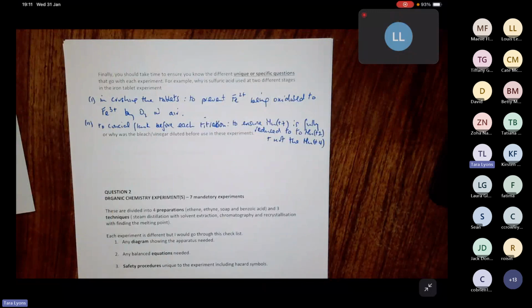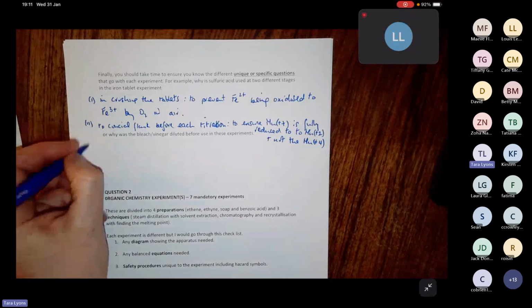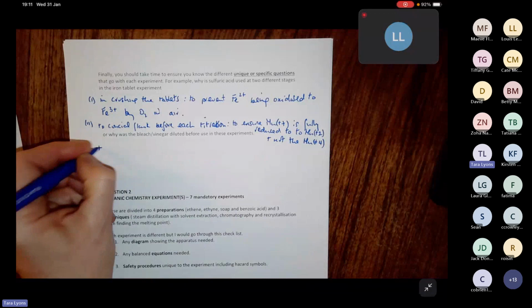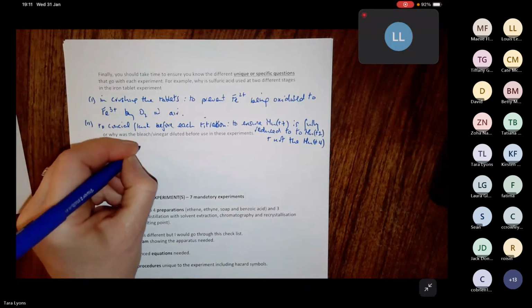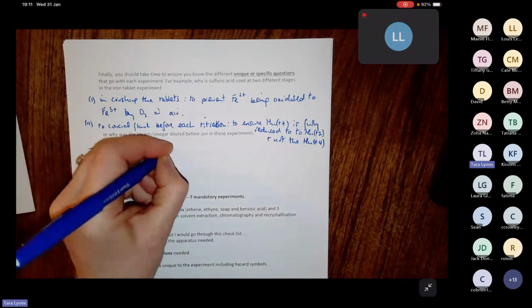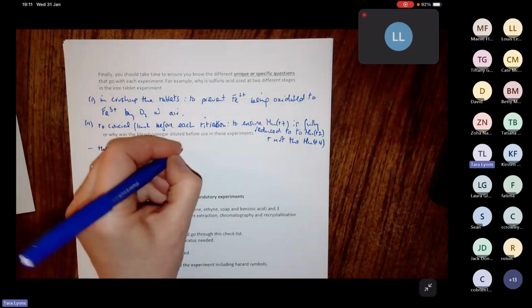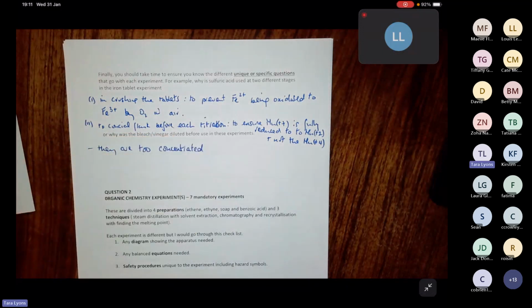Now, if they're going to talk to you about bleach or vinegar, well, one of the questions that's specific to both of those is, why did you dilute them before you used them in the experiments? So the reason why is they're too concentrated. And watch that you use the word concentrated, because sometimes what students will say is they're too strong, and strong means something completely different to concentrated.